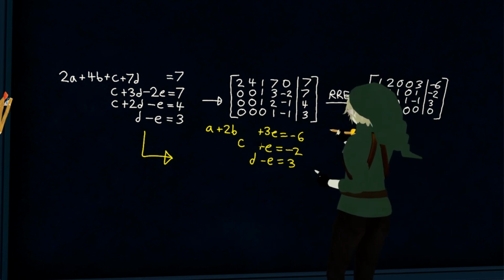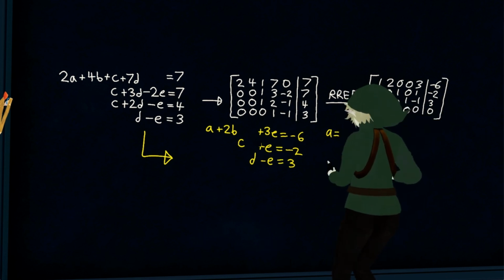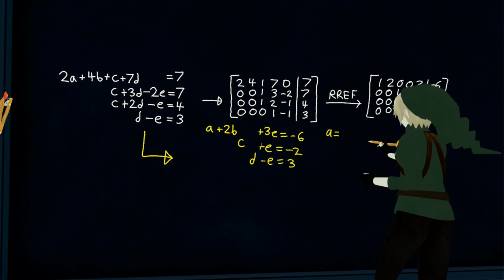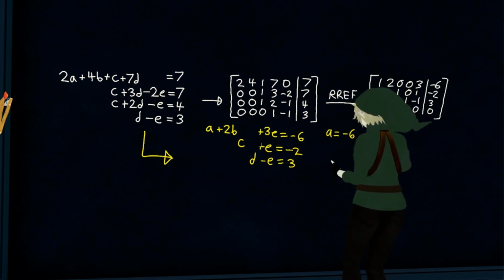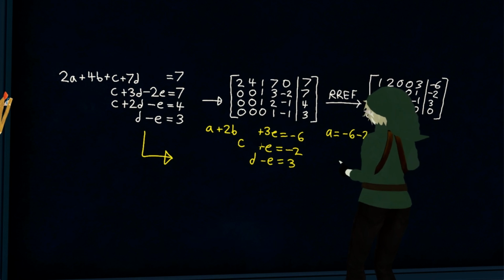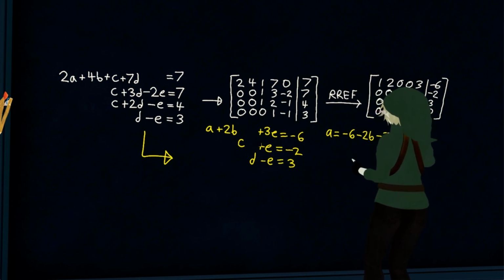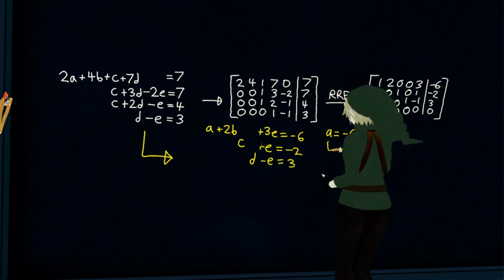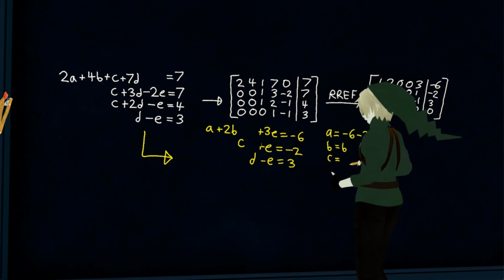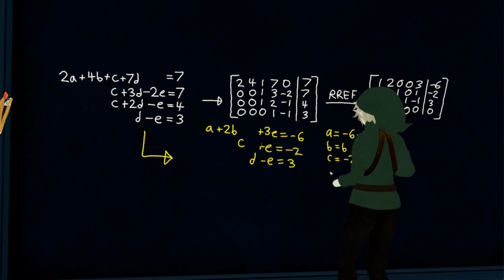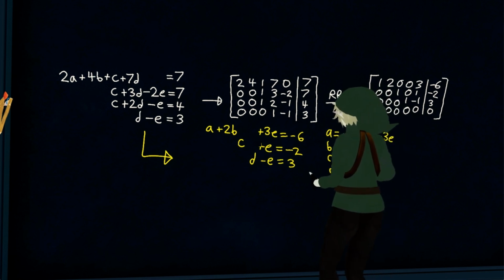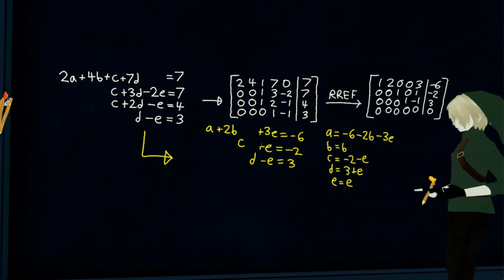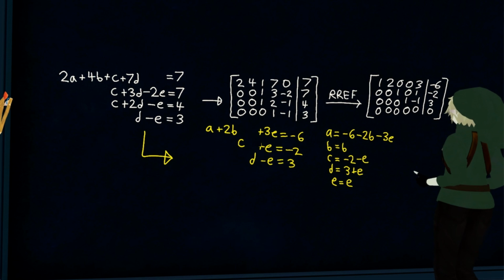So we have A equal to -6 minus 2b minus 3e. B is just B itself. We don't have anything for B. C is equal to -2 minus E. D is equal to 3 plus E. And E is just E itself. Okay? That's what we have here.